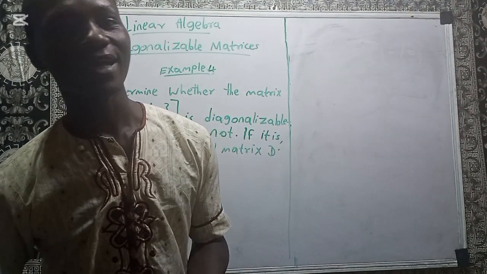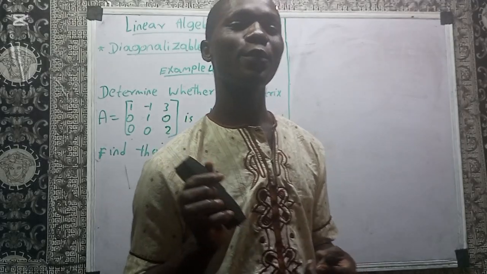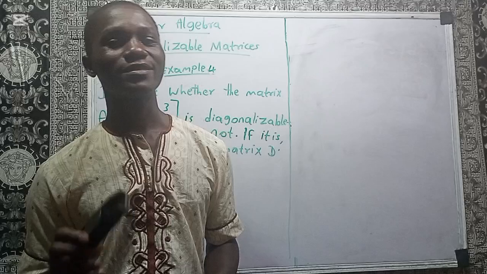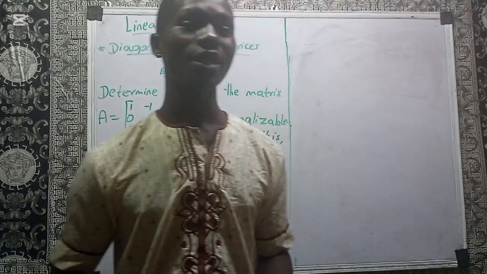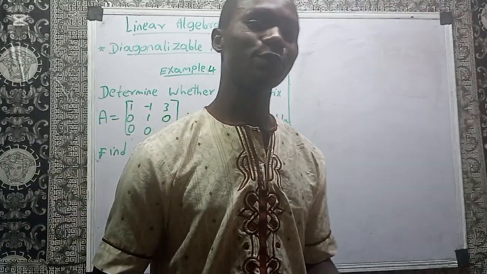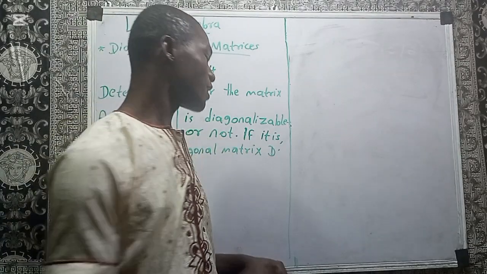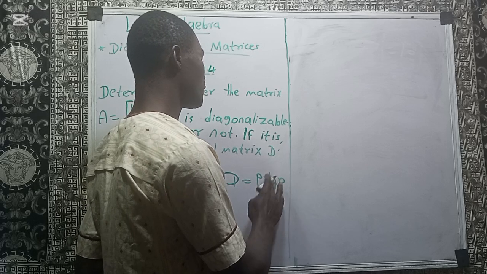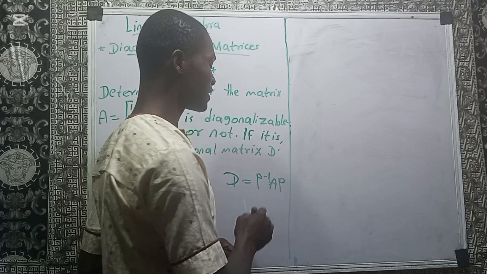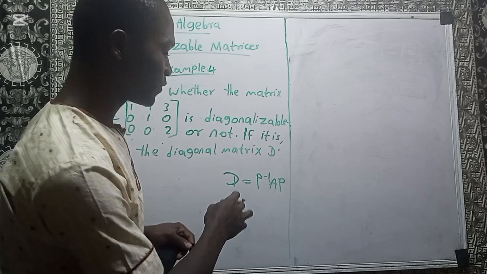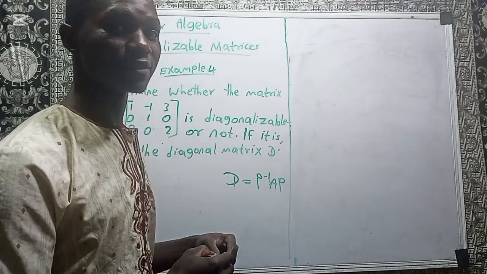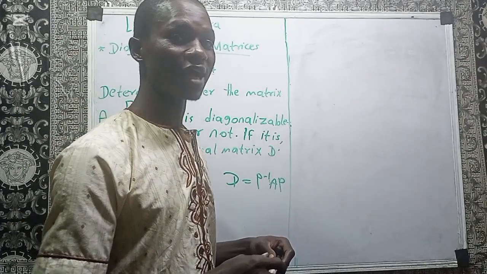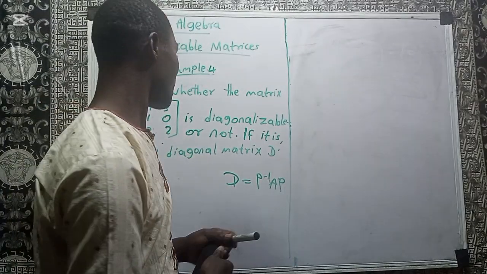This is linear algebra class, and today we want to solve this example under this topic, diagonalizable matrices. Now we say that a particular square matrix A is diagonalizable if you can find an invertible square matrix P and a diagonal matrix D such that diagonal matrix D will be equal to P inverse AP. So if you can find this invertible square matrix P such that the inverse of P multiplied by the given square matrix A multiplied by P will give a diagonal matrix D, then that given square matrix A will be said to be diagonalizable.